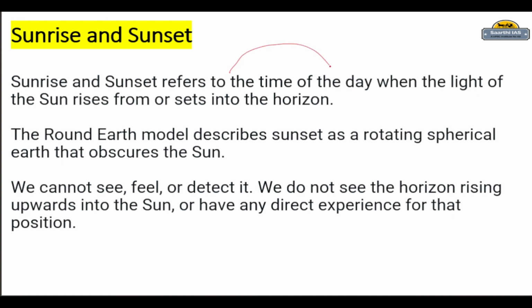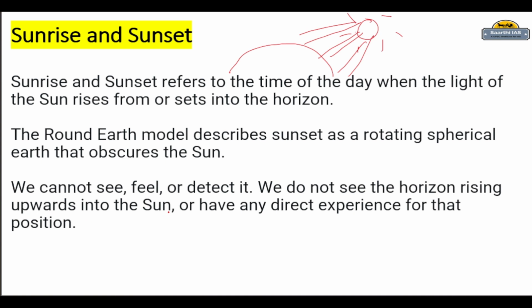We can see the circular shape of the Earth. This is the sun. When the sun rays fall, this is the east direction. When they fall over the Earth's surface, this portion will get sunrise and sun rays for the first time. So sunrises and sunsets happen at different times for different places. We all know that. We do not see the horizon rising upwards into the sun, or have any direct experience of that position.